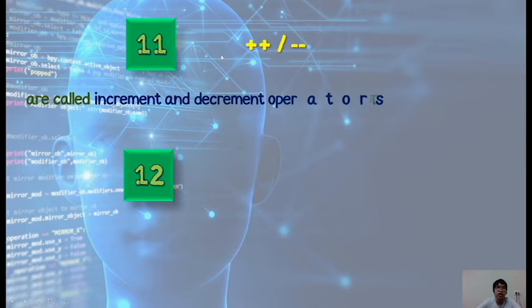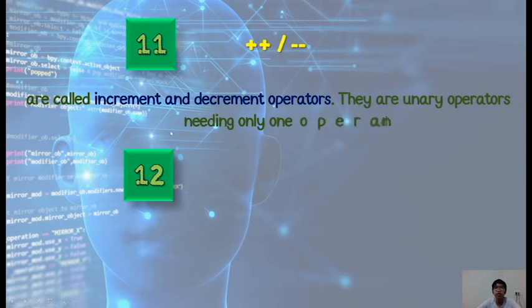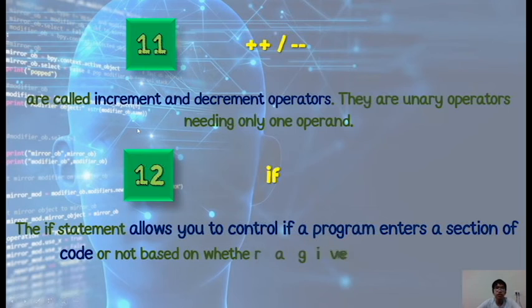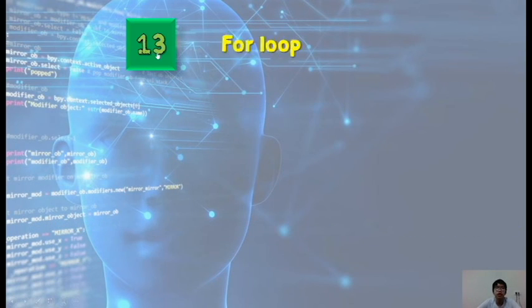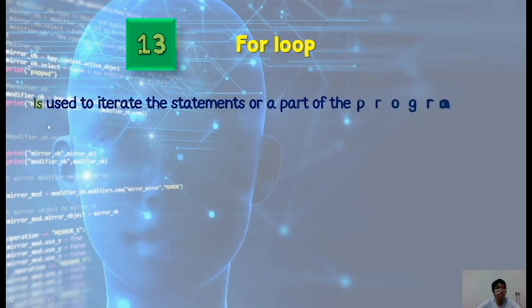11. Increment and decrement operators are unary operators needing only one operand. 12. The if statement allows you to control if a program enters a section of code or not based on whether a given condition is true or false. And 13 is the for loop. The for loop is used to iterate the statements or a part of the program several times.